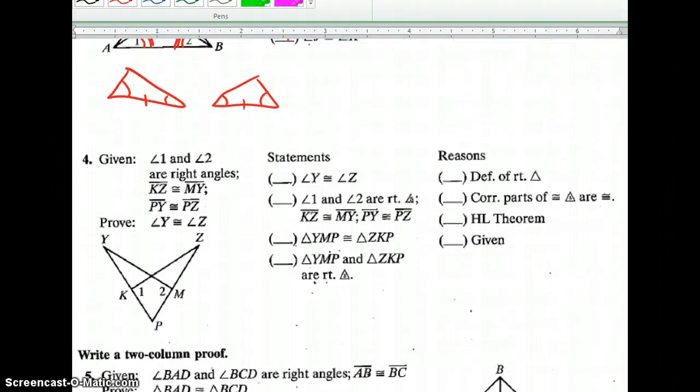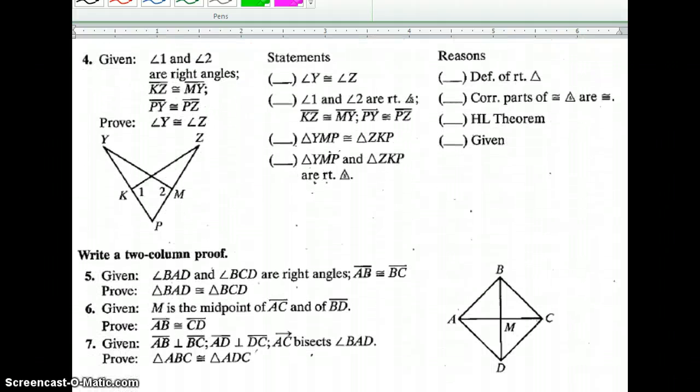Okay, getting sick of that same rhythm there. Deja vu all over again. 1 is congruent to 2. Oh, not only that, they're right angles. Let's mark them accordingly. They are right angles, 1 and 2. KZ, okay, that's weird. This thing here is congruent to YM, which is this whole thing here. All that stuff is given.